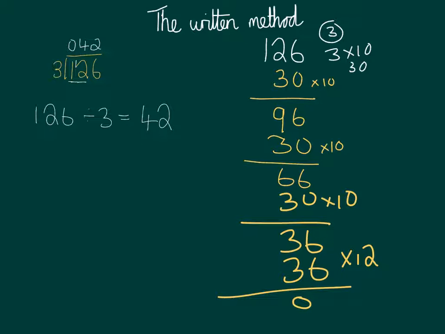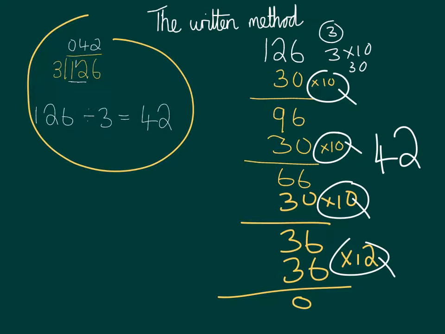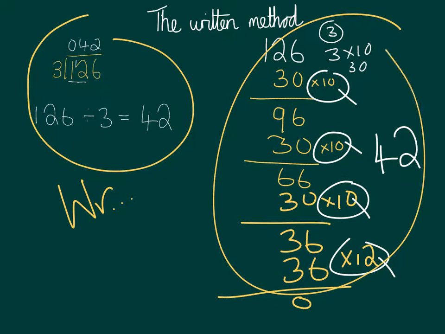How many groups of 3 got me there? I had 12, 10, 10, and 10. So that's 10, 20, 30, plus the 10 from here gives me 40, and the 2 is 42. So that gives me the same answer using a different method. Just to recap then, the written method, as shown here, and the chunking method, as shown here.